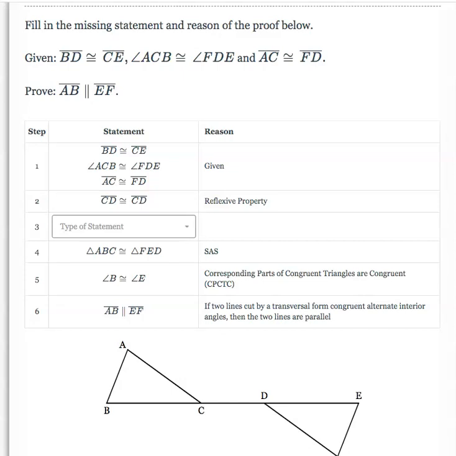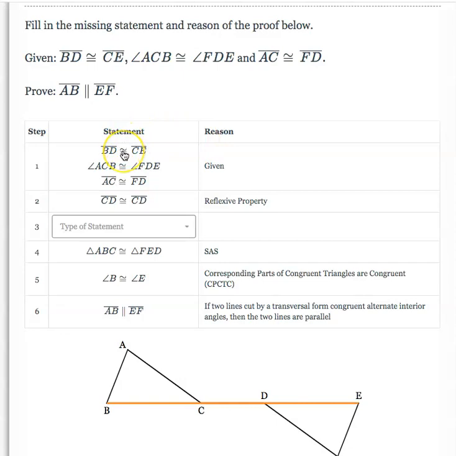Now let's take a look at a set of proofs, and our first one is missing a statement and a reason. So what we're going to do is look at the overall proof and try to figure out how we got from step 2 to step 4, or look at what's missing to get to either step 5 or step 6.